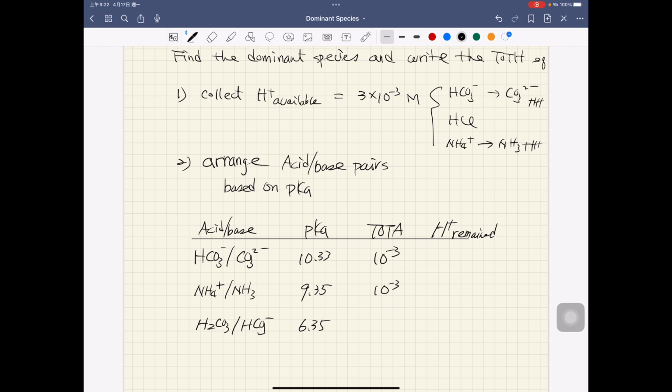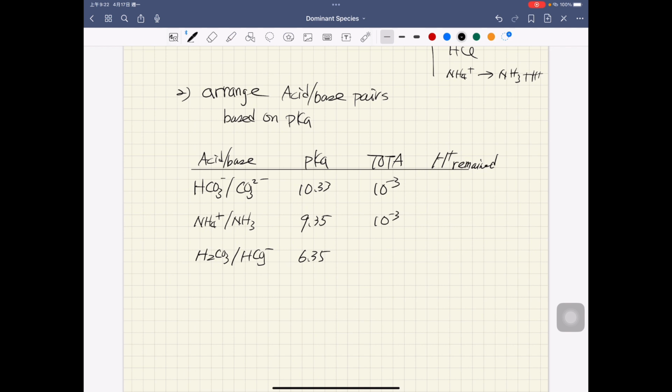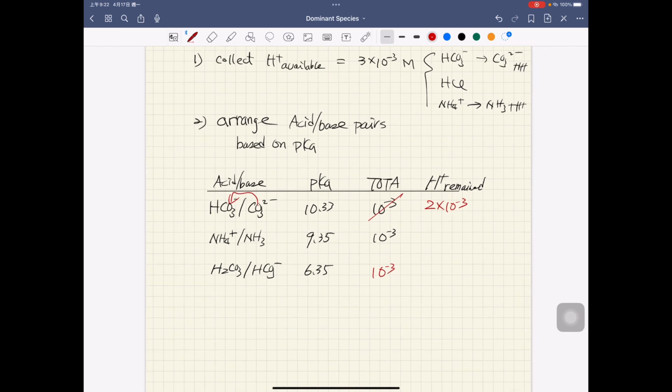So now, I'm going to distribute back. The first thing is that I'm going to give 10 to minus 3 to this one. So when I give it, this is gone, right? 10 to minus 3 is gone, and I get 10 to minus 3 here. It converted to what? HCO3 minus now, right? And how much H plus is available right now? I have 3 times 10 to minus 3, and I get rid of 10 to minus 3, so I only have 2 times 10 to minus 3, right? So that is the first part.